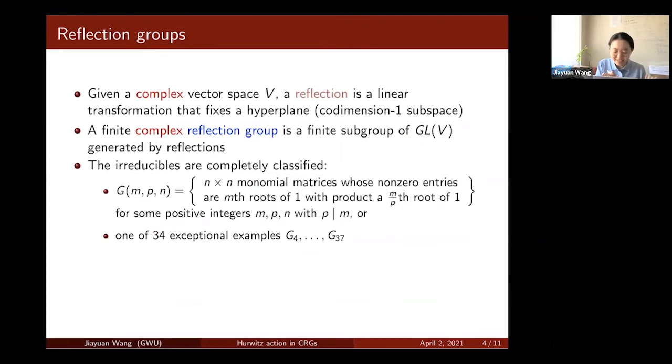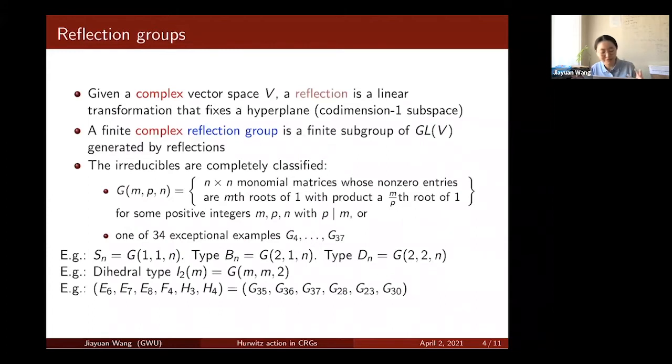Right. And the 34 exceptional ones are denoted G4 to G37. All the irreducible ones from the real case we just saw earlier, the symmetric group, the sign permutations, the even sign permutations, and the dihedral groups, are all absorbed into this infinite family. And the 6 exceptional ones are also absorbed into these 34 exceptional ones. So for example, in the first one, in S_n, every entry is just 1. So it's a permutation.